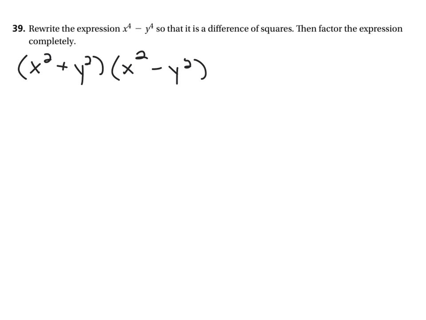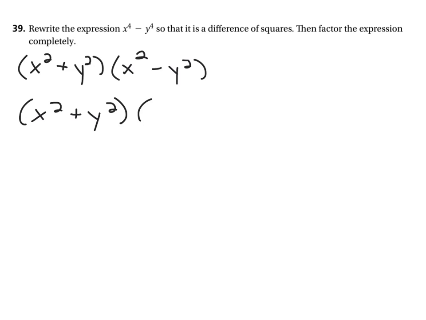Then factor the expression completely. One of these two is the difference of two squares. Can you see it? Yeah, this second one is the difference of two squares, x squared minus y squared. This isn't. That's not a difference. That first one does not say minus, and if it doesn't say minus, forget it. It's not going to work. That first one is going to stay x squared plus y squared because it is not the difference, not subtracting between them.